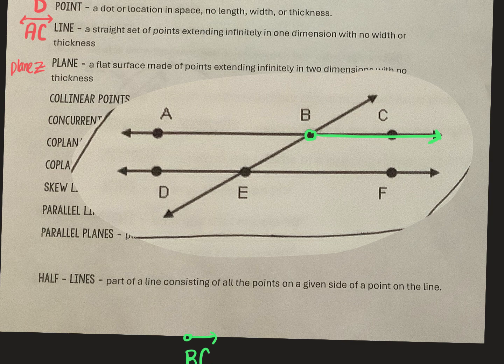Yes, so AC and DF are parallel lines. Is that for both of them? I mean, yes, there are 2 lines that are parallel to each other. What about parallel planes? There wasn't one.